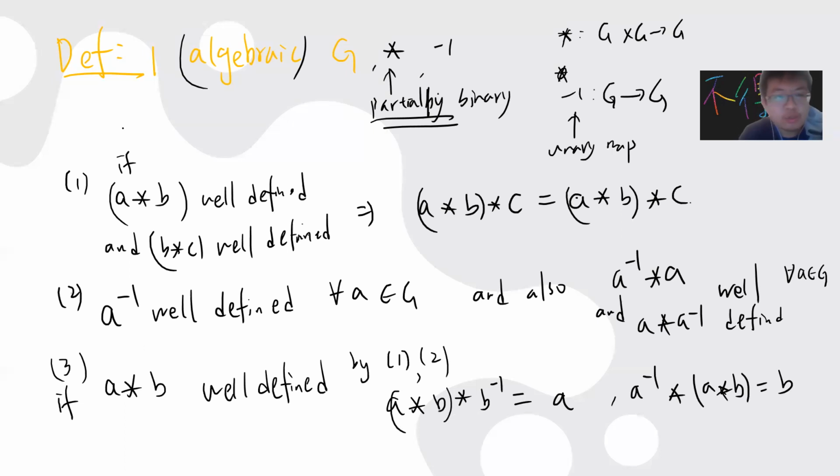So this is the algebraic groupoid. Let me quickly give an example. This is our main example in this video and the only example.